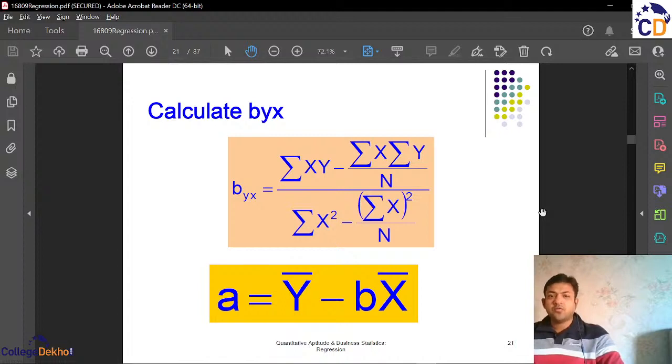It is also worth noting that from the previous equation we can write a is equal to mean of y minus b times mean of x. So substituting the values on the right hand side, we can get the value of a.